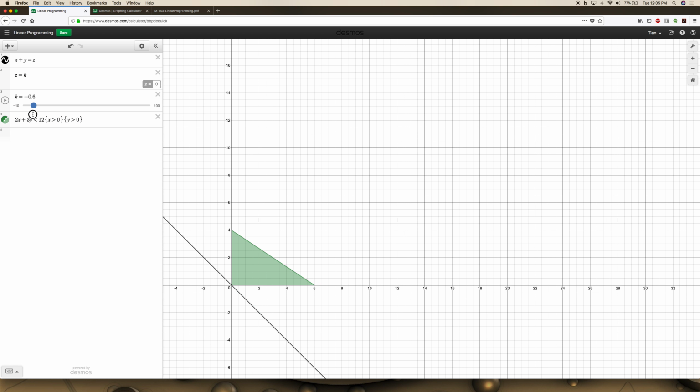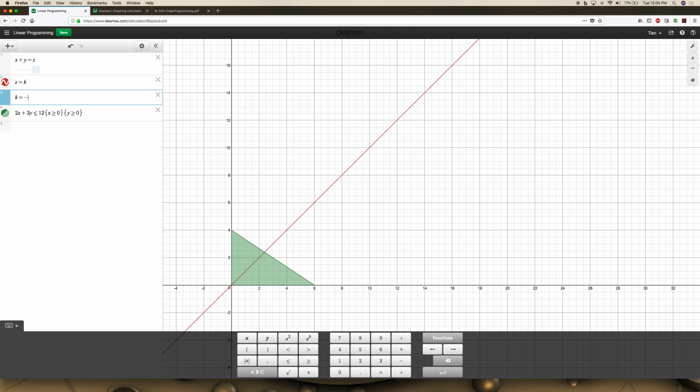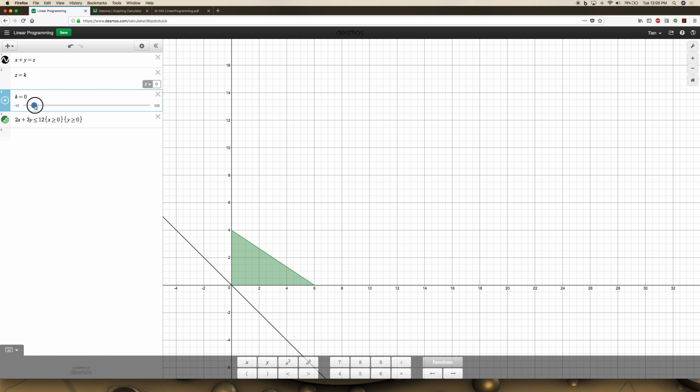So, if I try to make x plus y, for example, -1.5, this line totally misses my region. So there are no points in my region that will make x plus y -1.5. The smallest x plus y could possibly be is 0, and that's what happens when my line crosses through the origin here. Now, can it be bigger than that? Sure, right?